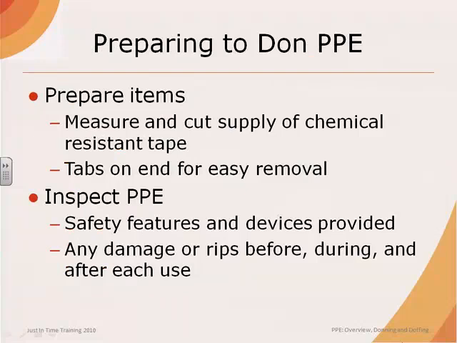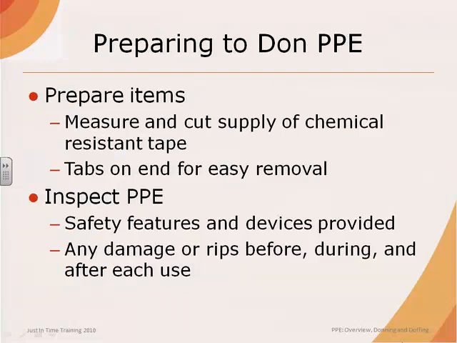In a changing room or other suitable place in the cold zone, lay out PPE items and prepare to don following these steps. Measure and cut a supply of chemical-resistant tape long enough to fit all junctions of the suit and the facepiece. Cut several extra pieces in case one accidentally sticks to itself and becomes unusable. Put tabs on the end of the tape to assist with removal.